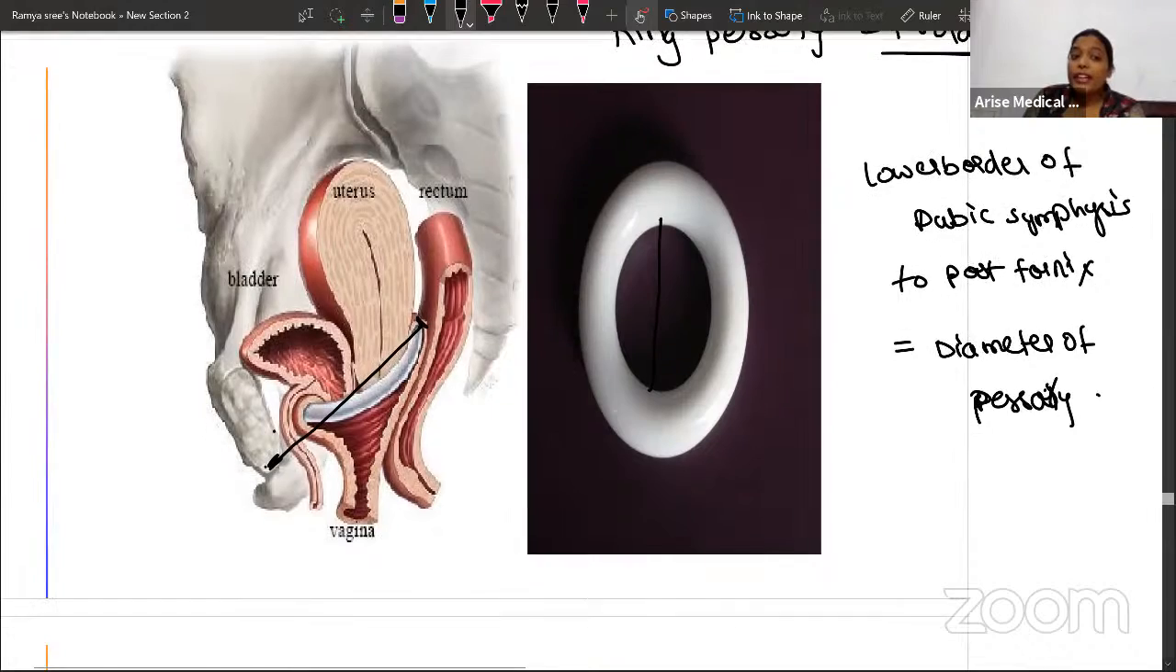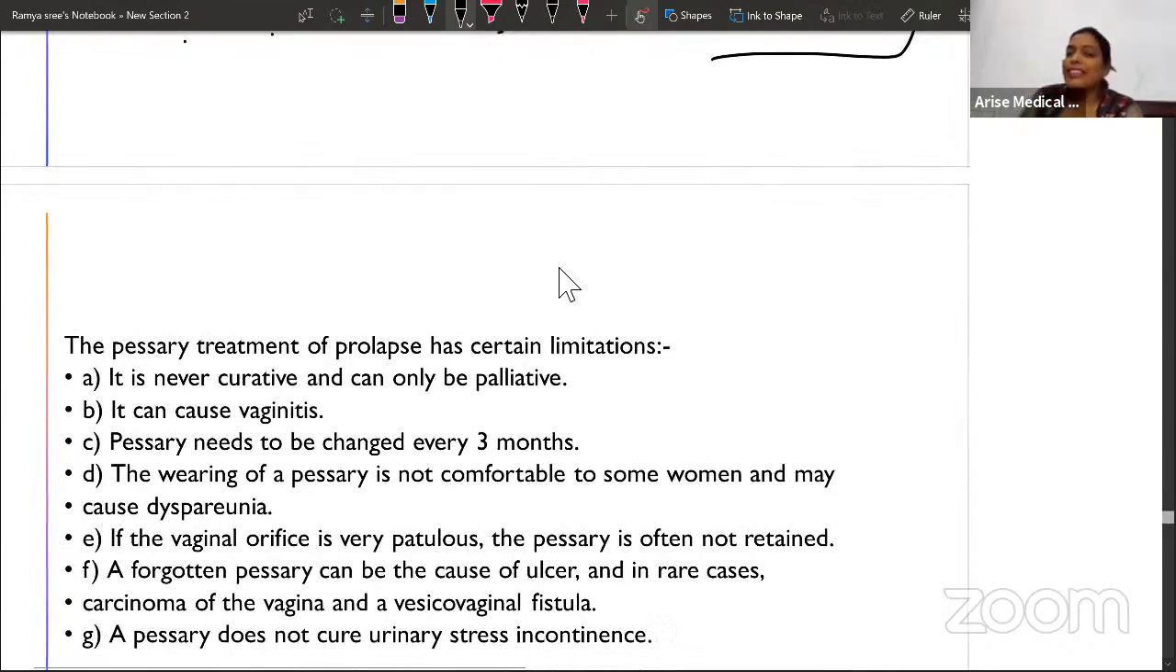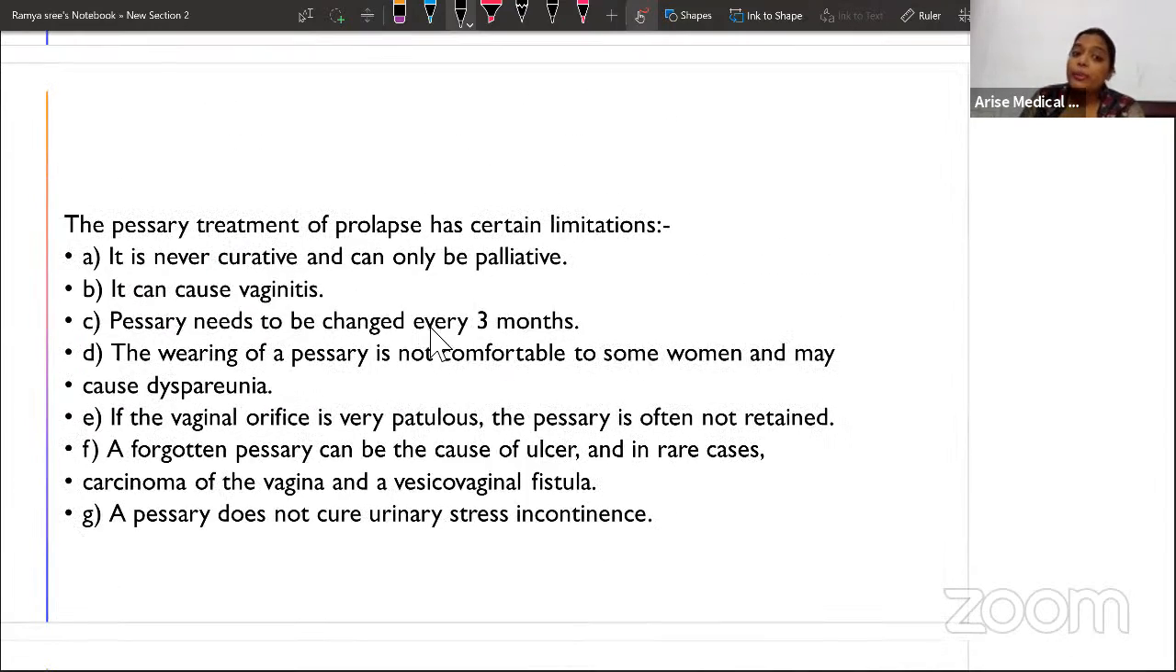What are the limitations of pessary? The limitation is it is never curative. It's just palliative. You have to change the pessary every 3 months. This can also be asked as an MCQ. So you have to change the pessary every 3 months.